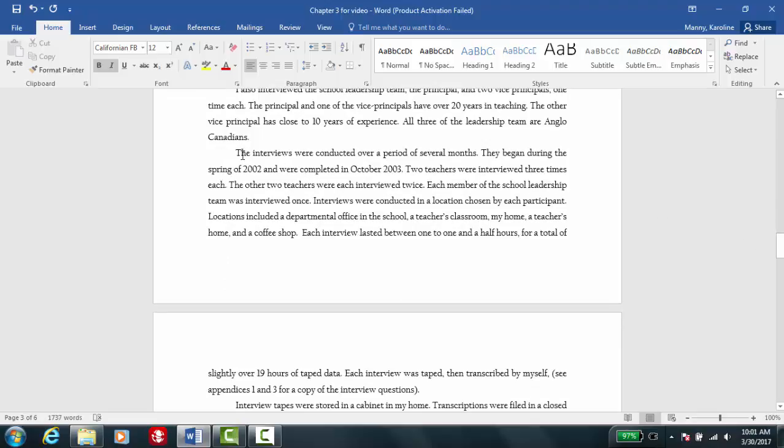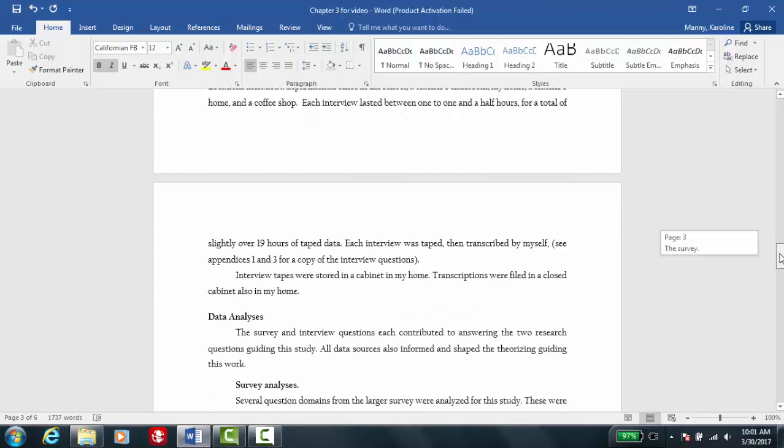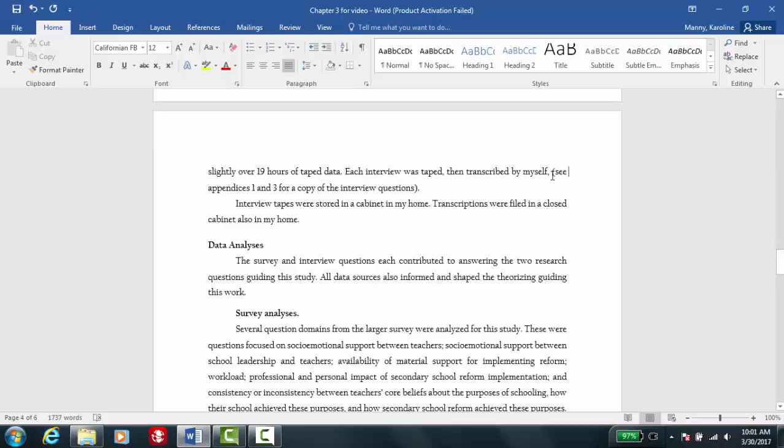It tells you that they were conducted over a period of several months, how often they were interviewed, where they were interviewed, and roughly how long each interview took, along with the total number of actual minutes or hours that I had. Notice here that your research protocols, your data collection tools, actually get attached in your appendices, which go at the very, very end.